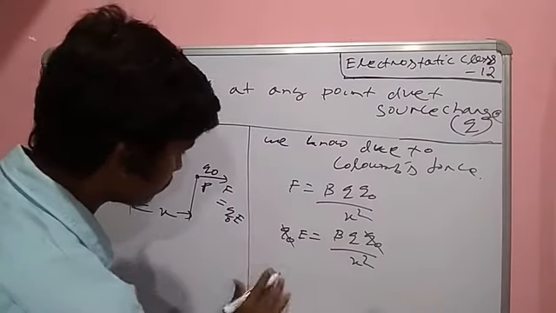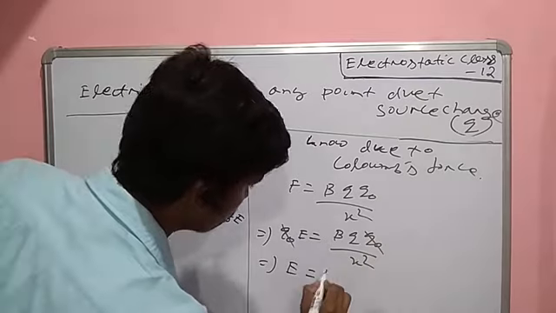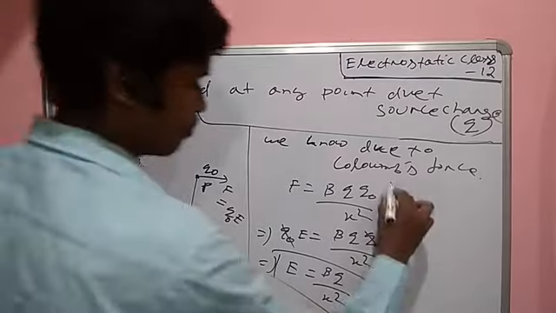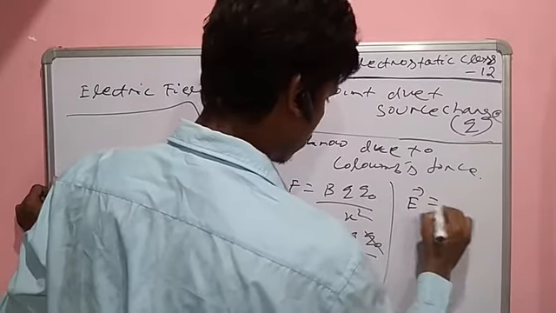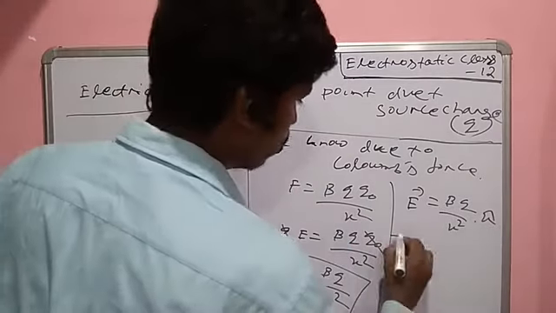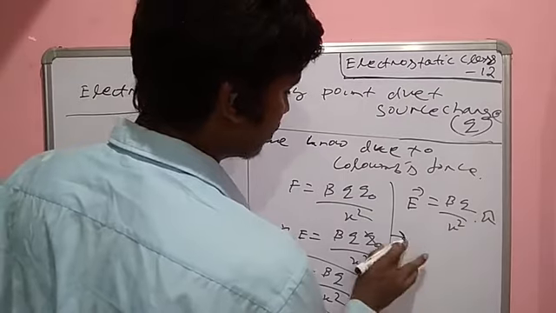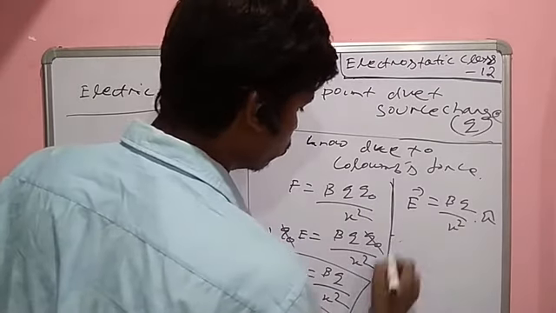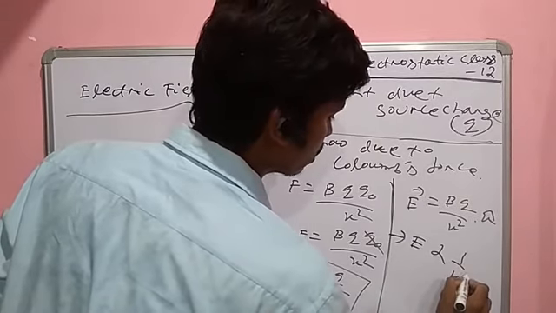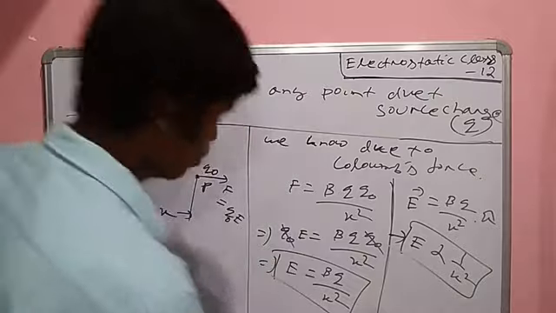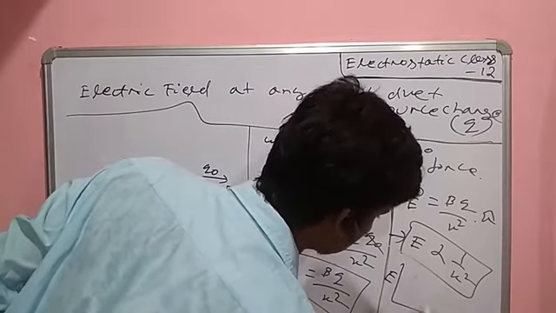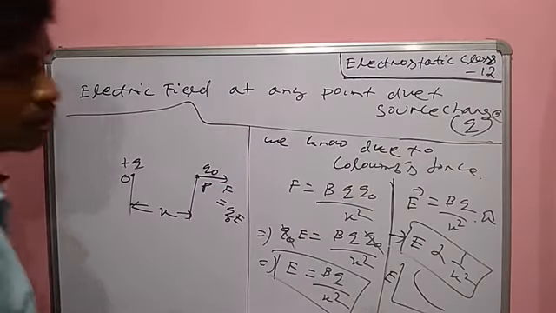So E is what? Beta Q by x square. This is the scalar form. In vector form we can write E vector is equal to beta Q by x square into x unit vector. Yes or no? So from this expression we found E is proportional to 1 by x square. Yes or no? So the graph of E versus x is here. Yes or no?